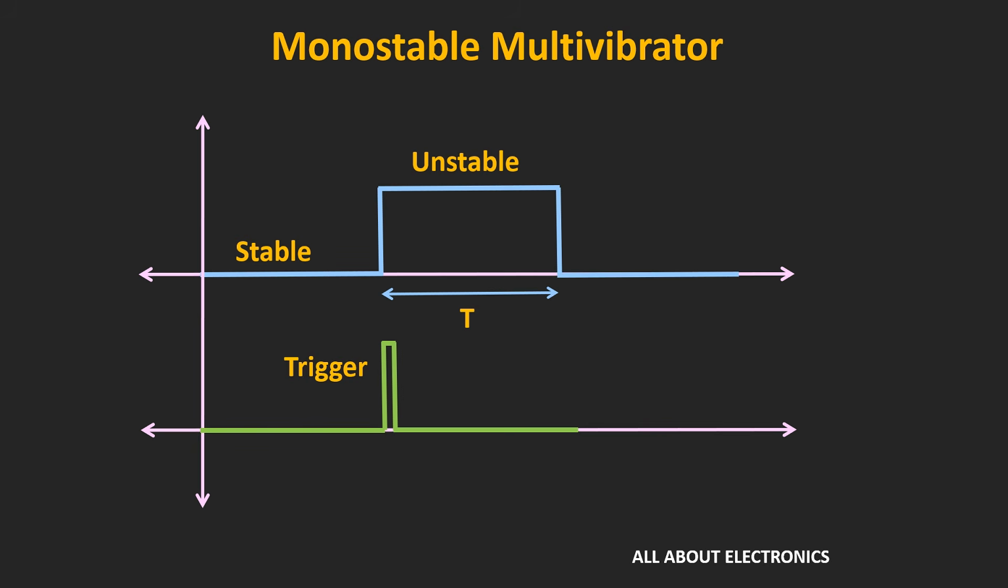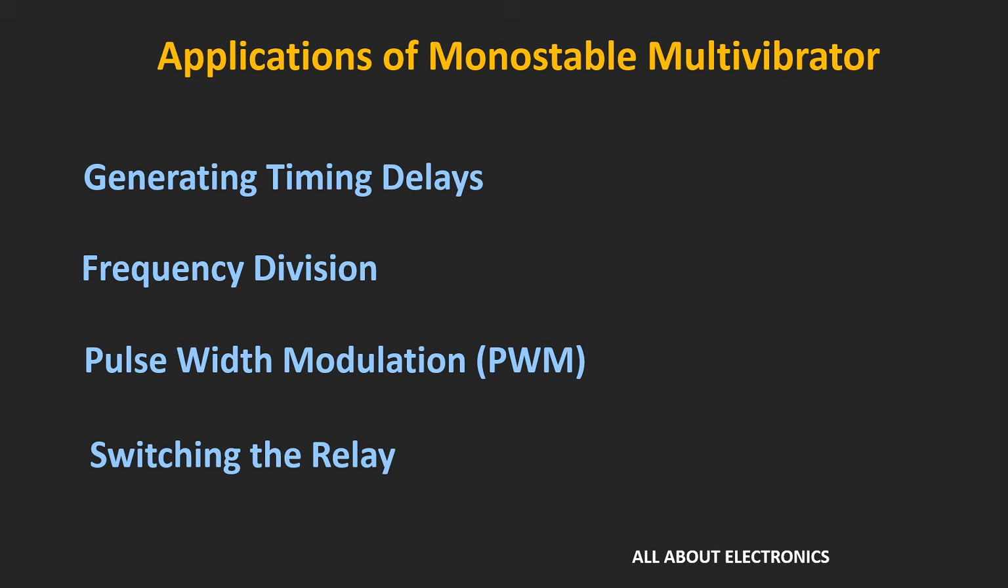Whenever this monostable multivibrator is designed using the 555 timer IC, it can be used in many applications. For example, it can be used for generating timing delays, which can be used for turning on a relay for a certain time. Apart from that, it can be used for frequency division as well as for pulse width modulation. So now let us see how we can design this monostable multivibrator using the 555 timer IC.